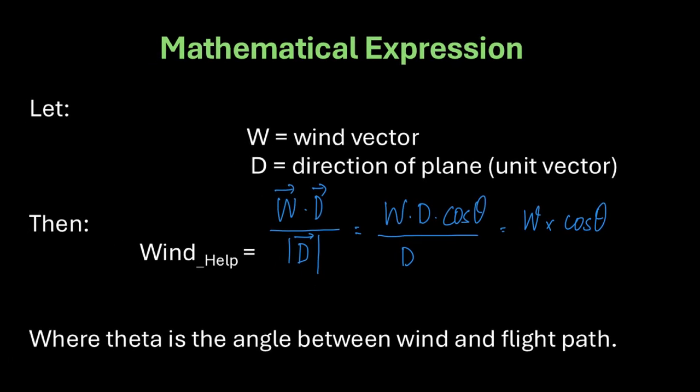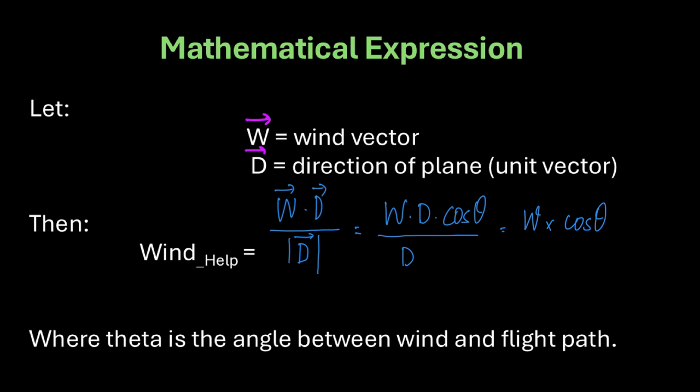So if we define 2 vectors, this is wrong. This should be vector W and vector D. So vector W represents the wind vector. Vector D represents the direction of the plane or the path of the plane. In which case, wind help will be vector W dot vector D by magnitude of vector D. What is the magnitude of vector D? It is D. What is vector W dot vector D? Magnitude of vector W, which is W, magnitude of vector D, which is D, cos theta. So D by D is 1. Therefore, we get wind help is equal to W cos theta.